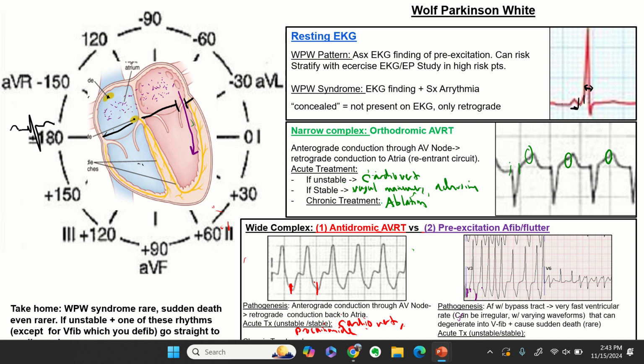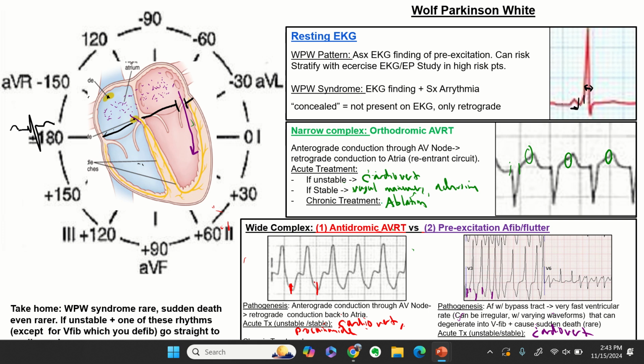This can cause ischemia secondary to decreased diastolic filling, because you have decreased diastolic filling time with a tachyarrhythmia, which can degenerate into ventricular fibrillation and cause sudden cardiac death. Just like unstable antidromic AVRT, it's pretty easy: if they're unstable, you cardiovert them. Most of these patients are going to be unstable. If they're stable, you can do procainamide as well, but most of the time, if you see this, they may be going at 300. The patient is unstable, or they're going to become unstable. You need to cardiovert.